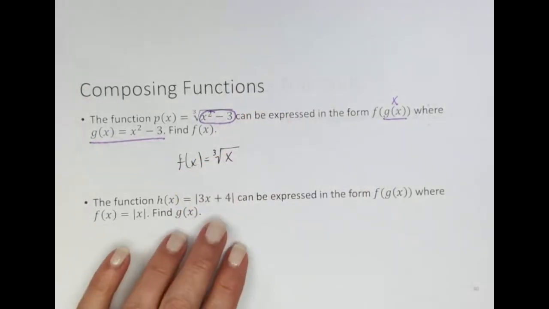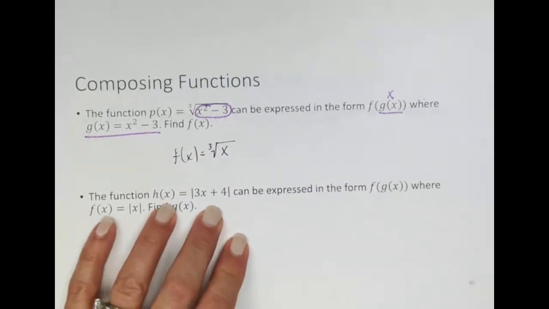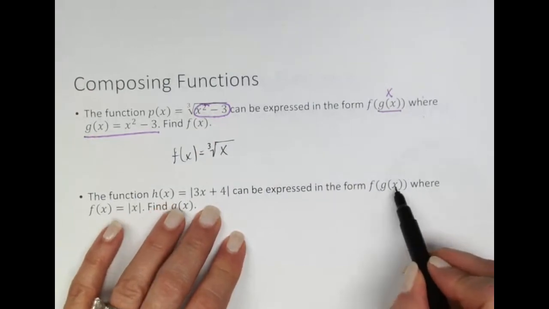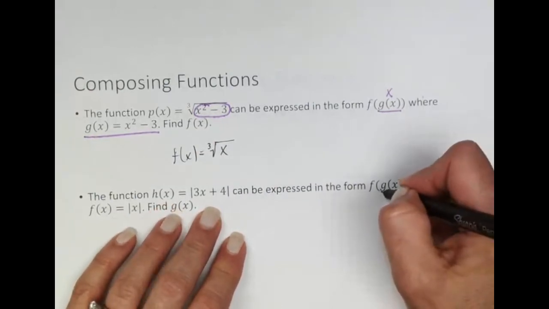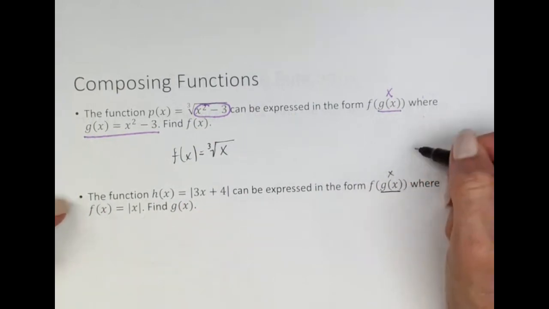Okay? Here's an absolute value function, h of x. It's a composite function as well. It's f of g of x, where g of x is our inside function, right? So we want to replace that inside function with x.